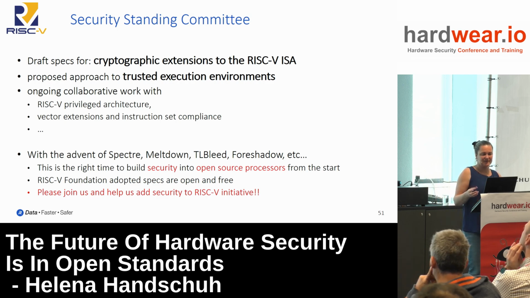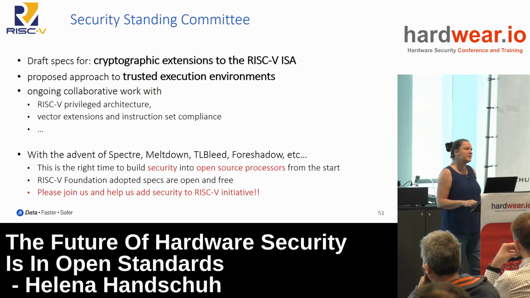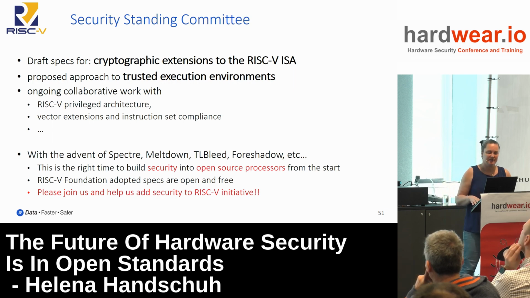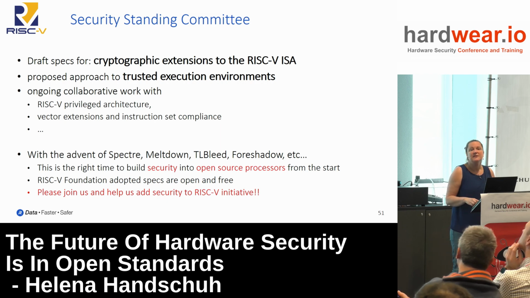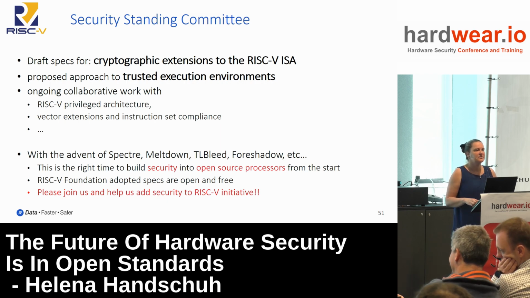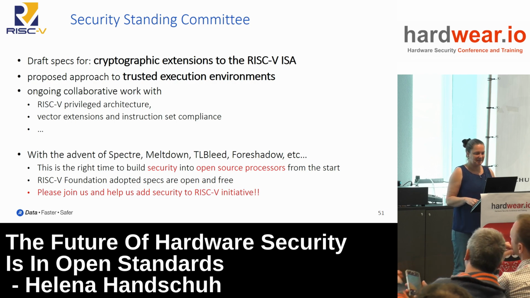So what we've done so far is that we've created 2 subgroups, one for cryptographic extensions for this instruction set architecture being worked on right now. So we're dealing with how do we perform efficient AES, RSA, SHA, and all of that by adding instructions in there that help. And there's also a proposed approach to trusted execution environments. So what do we need to add at the spec level to make sure that we can build up these types of trusted execution environments?